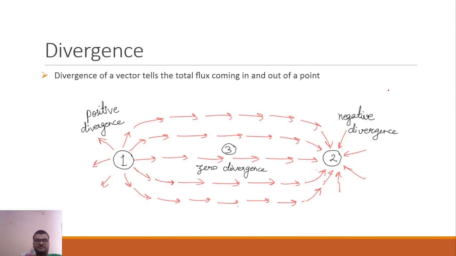Now let us switch towards the next topic, that is divergence. Divergence is a quantity that is found out of a vector. When you find the divergence of a vector, you will actually find out that at a given point how many vectors are either coming out or going inside that point. So as the name suggests, it will tell you the diverging vectors which are coming out of a point. So let us consider this diagram that is shown on the screen.